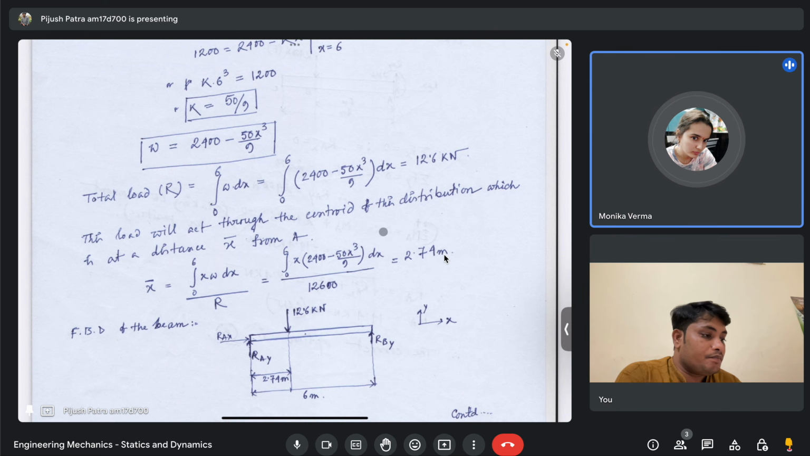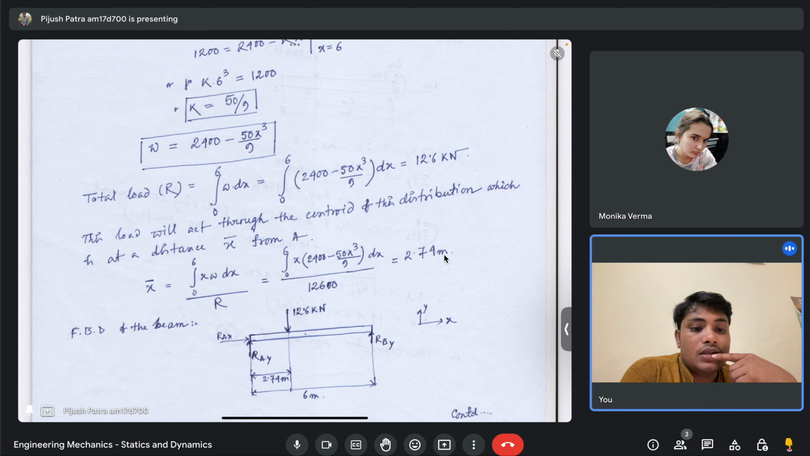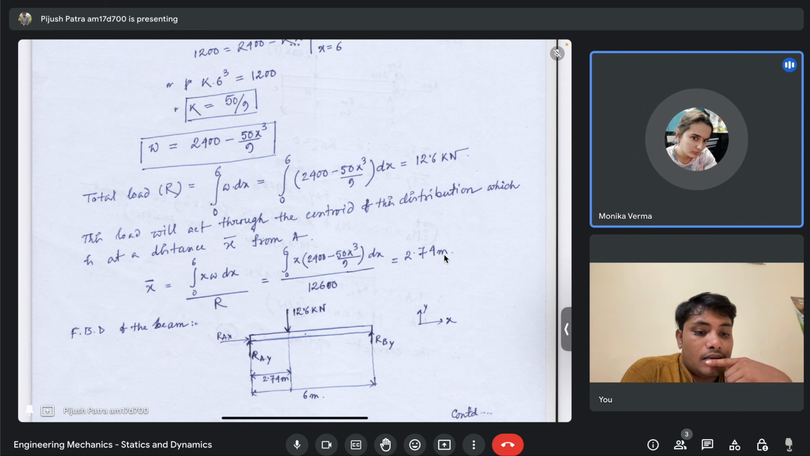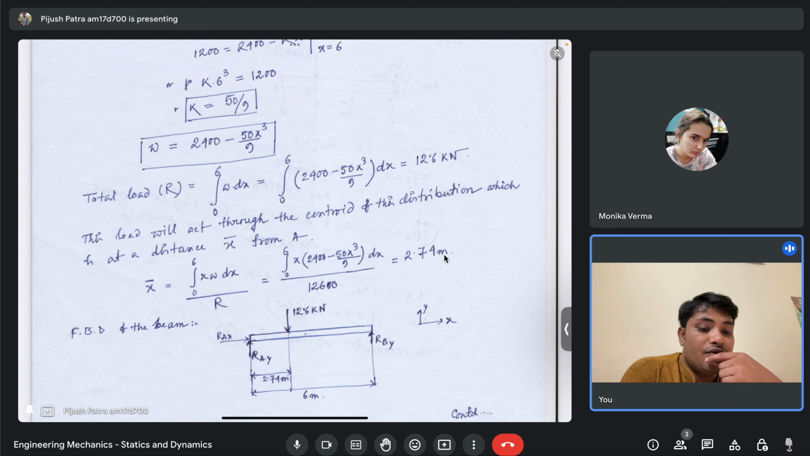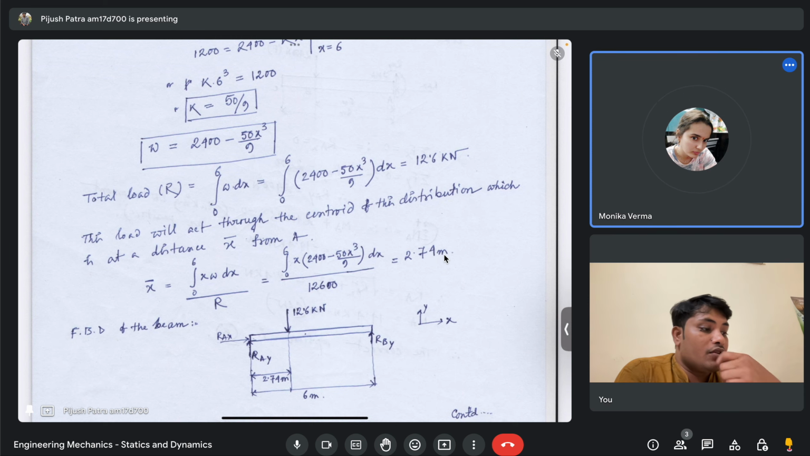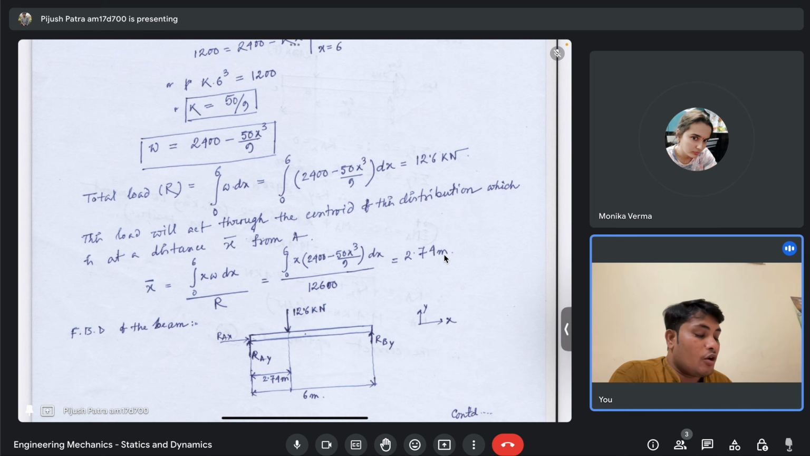Sir, this is the application of Varignon's theorem, if I am not wrong. It's not Varignon's theorem. It's just the calculation in calculus form only. I found that R into x bar is there. Okay, so I got it. It's just the calculation of the centroid. Okay, sir. So how will you calculate the centroid of an area?